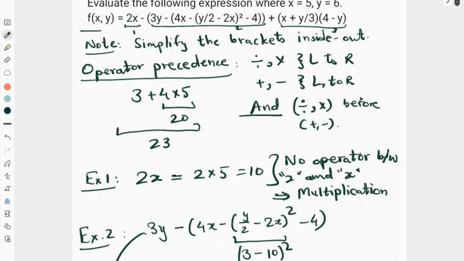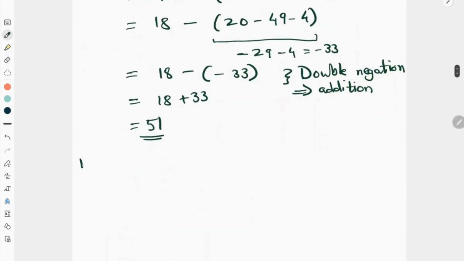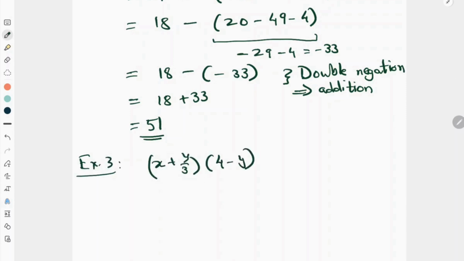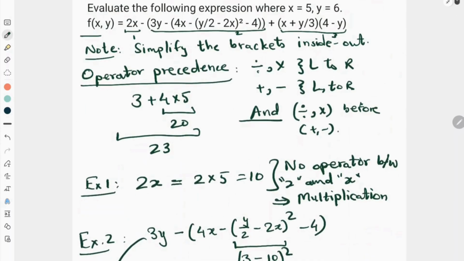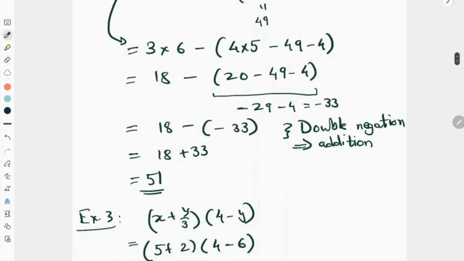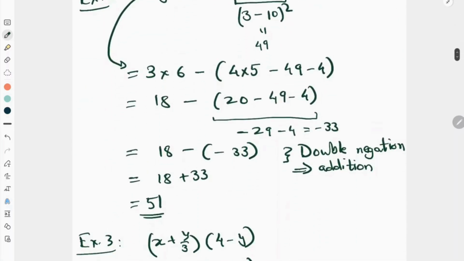And the third one is x plus y by 3 times 4 minus y. Let's see. x plus y by 3 times 4 minus y, which is 5 plus y divided by 3, 6 divided by 3 is 2, times 4 minus 6, which is 7 times minus 2, which is minus 14. So now we have solved the three expressions separately. The first one evaluates to 10, the second one evaluates to 51, and the third one evaluates to minus 14.